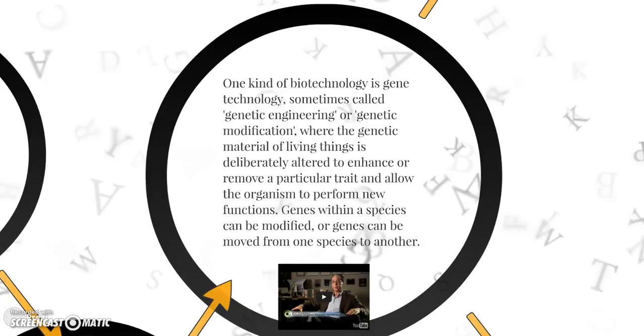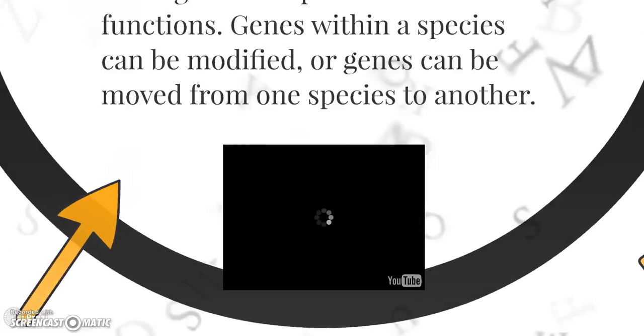One kind of biotechnology is gene technology, sometimes called genetic engineering or genetic modification, where the genetic material of living things is deliberately altered to enhance or remove a particular trait and allow the organism to perform new functions. Genes within a species can be modified, or genes can be moved from one species to another.